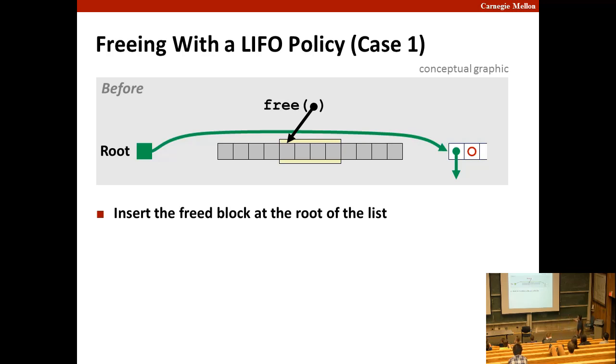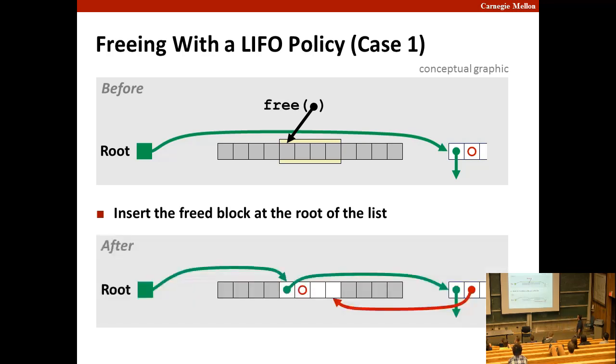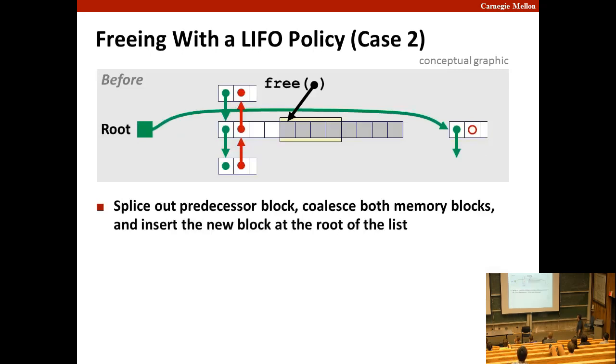Okay, so here's a block. The user calls free. What do we do? Okay, well, root node points to it. It points to the successor. The successor's predecessor points backward. Okay.